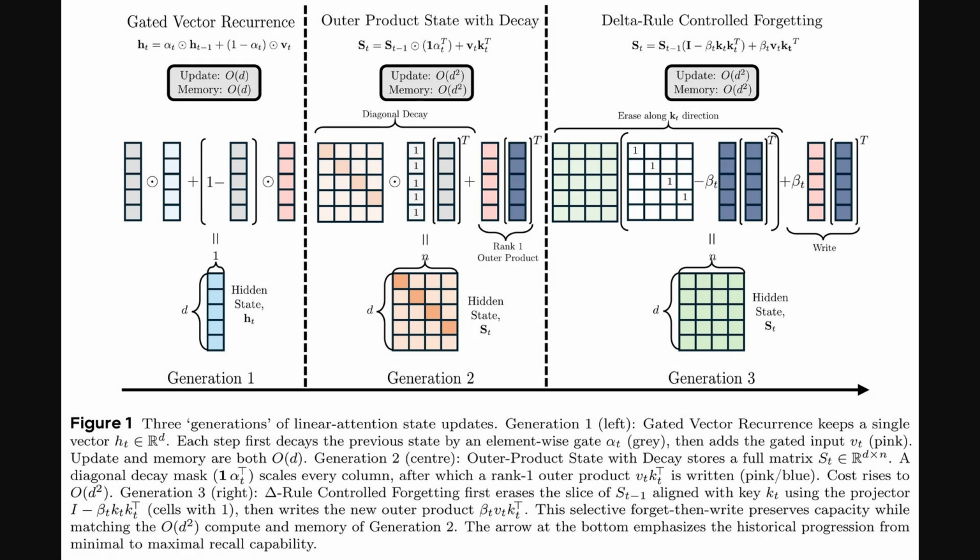Alright, so to understand how they built these models, let's look at the different types of linear attention they tested. Linear attention is a more efficient way for a model to process long sequences of text. This figure shows 3 generations of these mechanisms. The first generation is the simplest, just updating a single list of numbers. The second and third generations use a more complex grid of numbers for memory, but the key difference is in the third. It uses what's called controlled forgetting, which lets it selectively erase old information before adding new data. This ability is crucial for preventing the model from overwriting important context.